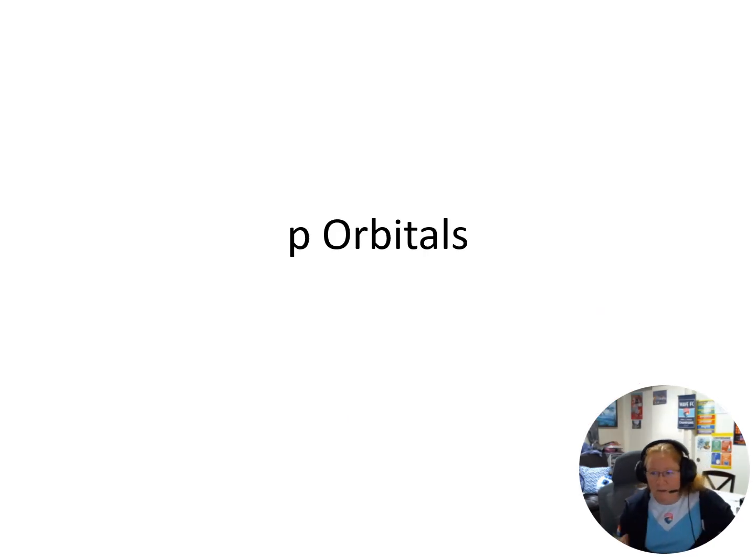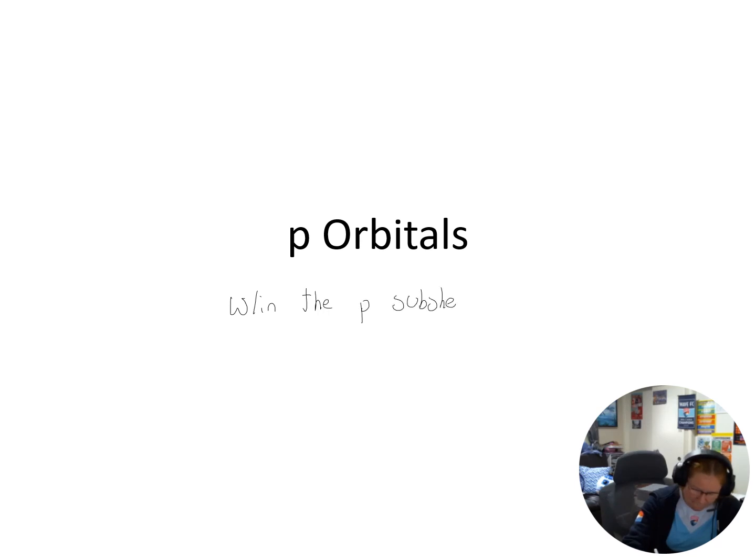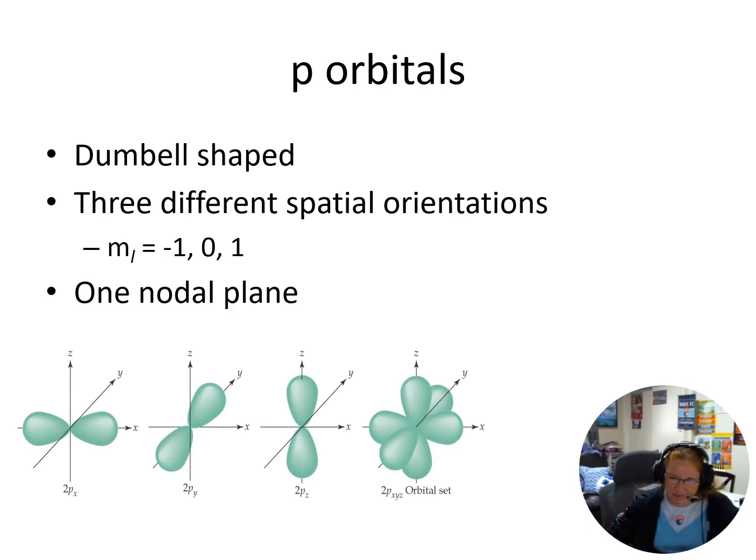Now, this is a little more straightforward because with our p, remember, we have an L equals 1, so we can get an M sub L of -1, 0, or +1. And so within the p subshell, there are 3 orbitals. All right, and so they're dumbbell shaped. We have those 3 different spatial orientations, and so we have 1 nodal plane.